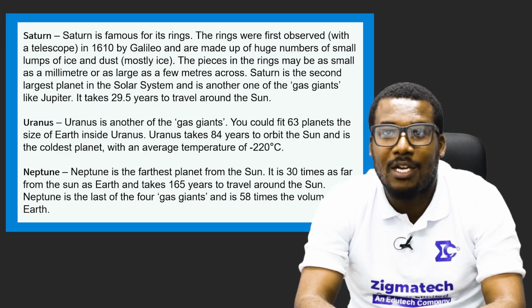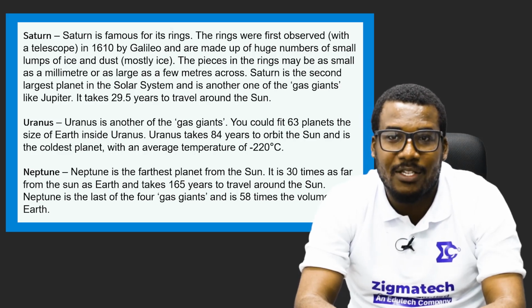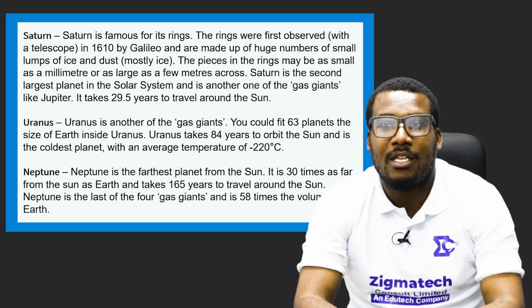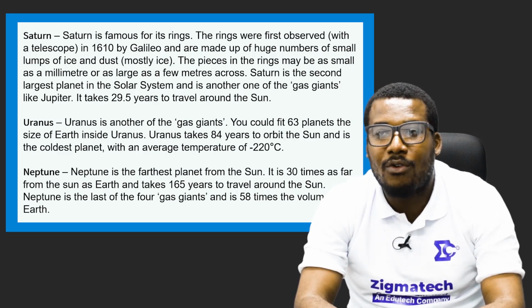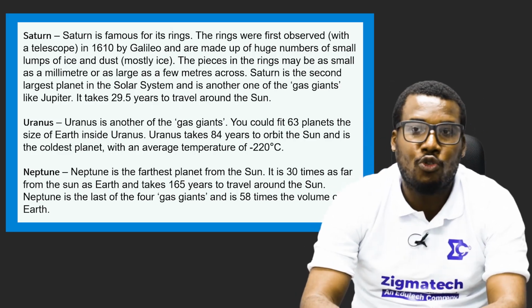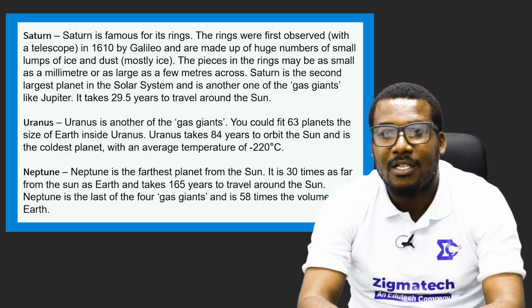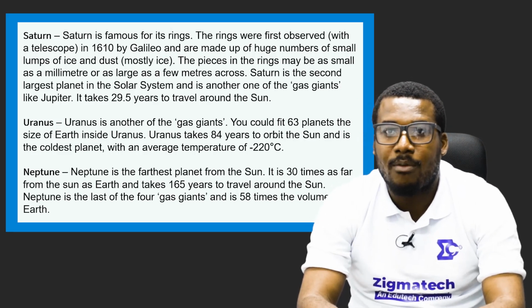Saturn is the second largest planet in the solar system and is another one of the gas giants like Jupiter. It takes about 29.5 years to travel around the sun, which means it takes about two and a half times that of Jupiter to travel around the sun.